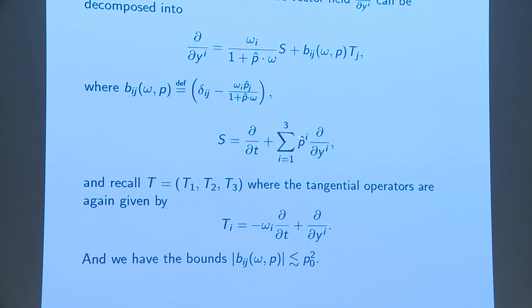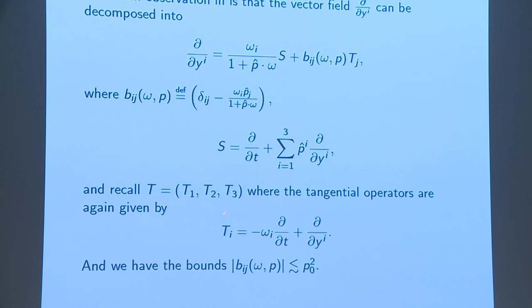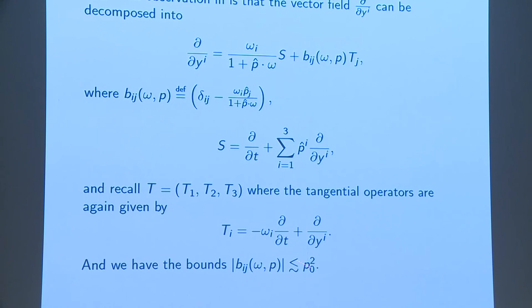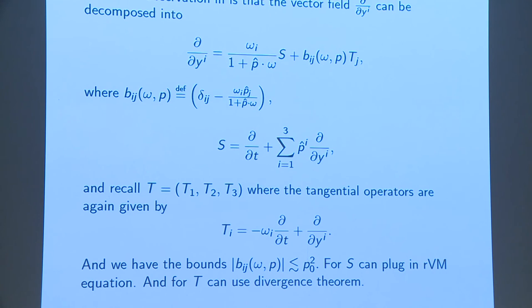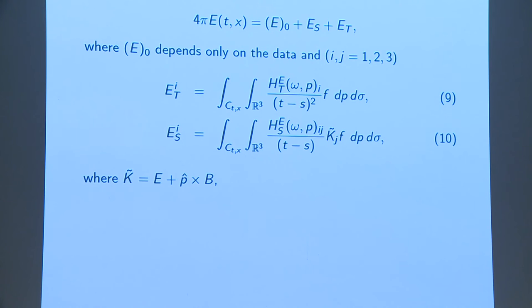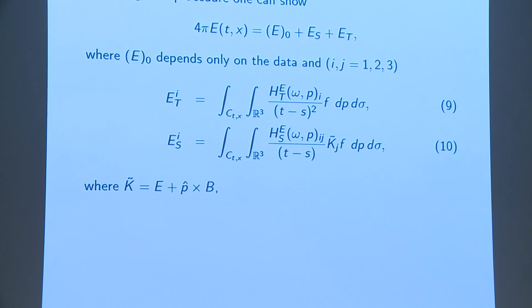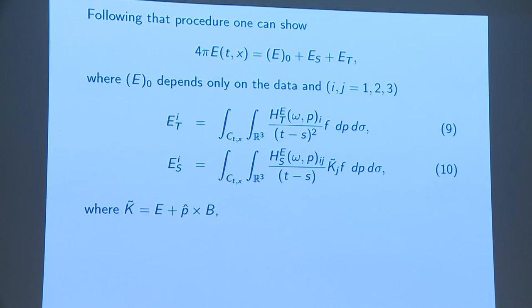So S are these operators, and T are the tangential operators, and you can prove that b is bounded by p_0 squared. That's what you get. So I just said that before I wrote it on the slide. Okay, so this is the philosophy, and this is what you get. I won't do the calculation. It would be quite horrendous to do so.